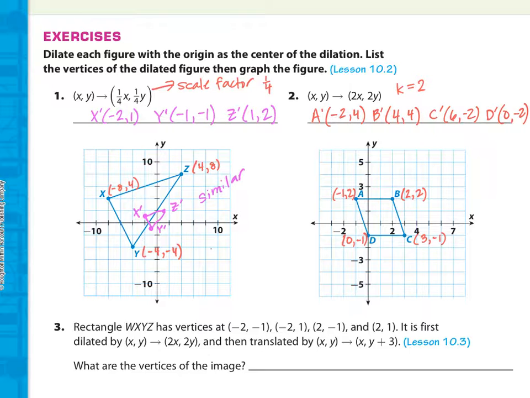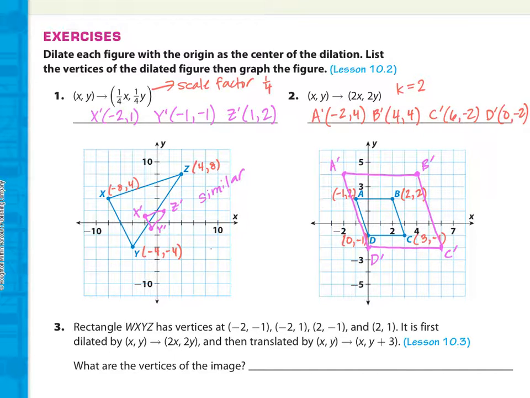So when I plot these points, I'm going to get this shape. It's going to be a bigger shape. There's A prime, B prime, C prime, and D prime. So again, we got a shape that is the same as what we started with, except it is a different size. Okay, and that's all there is to it.